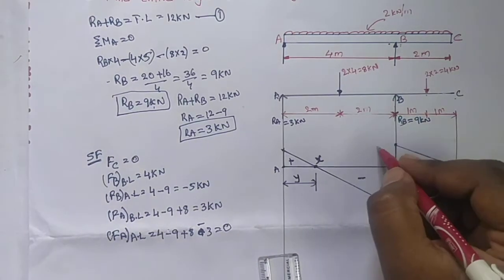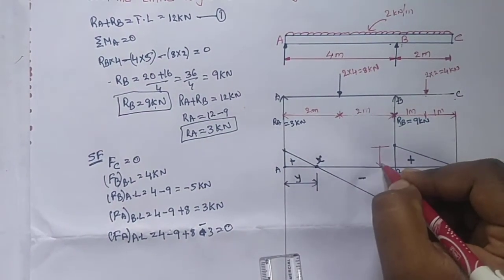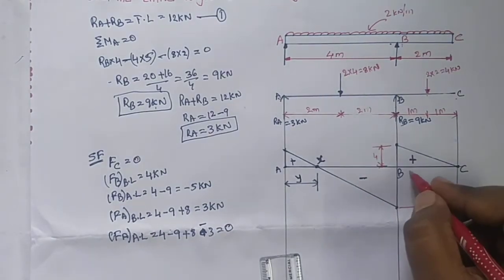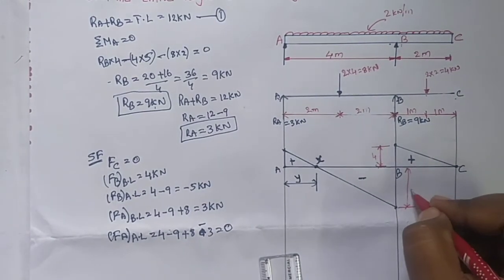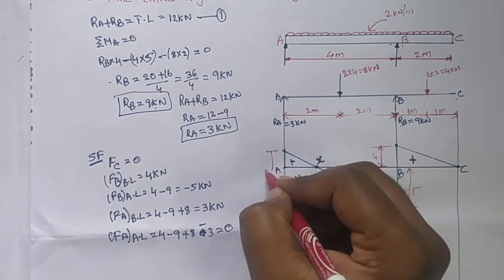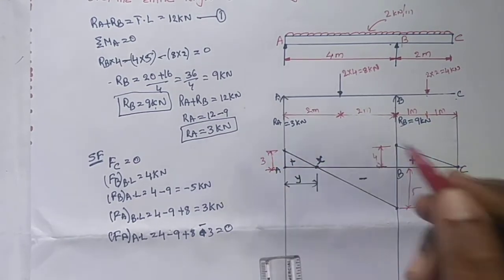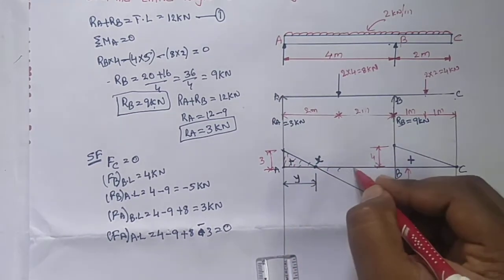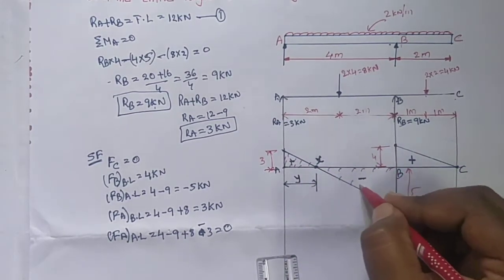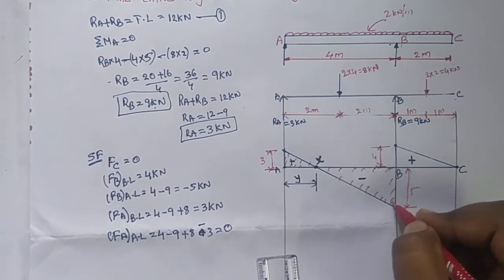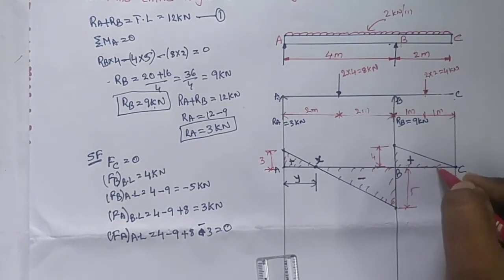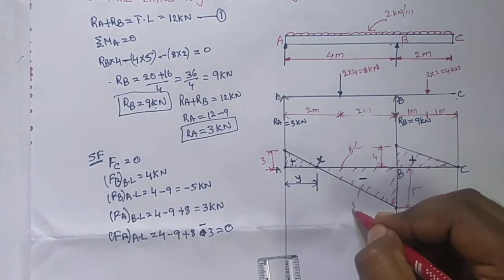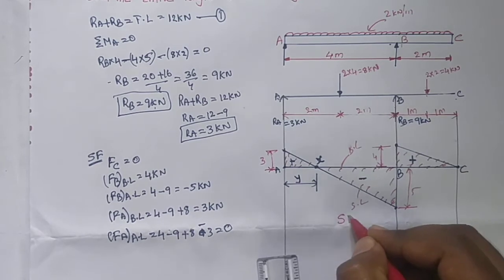At this point the shear force value is 4. At this point the shear force value is 5. At this point the shear force value is 3. Okay, like this we need to draw the variation of shear force along the length of the given beam based on the given loads. It is the baseline and it is a straight line. It is the shear force diagram.